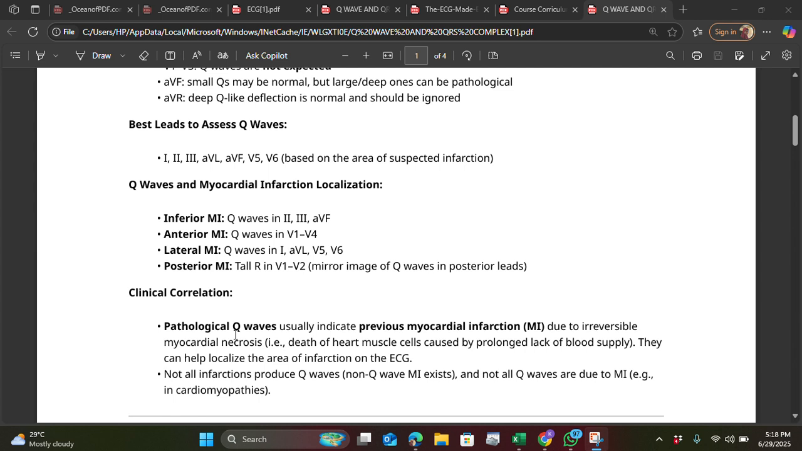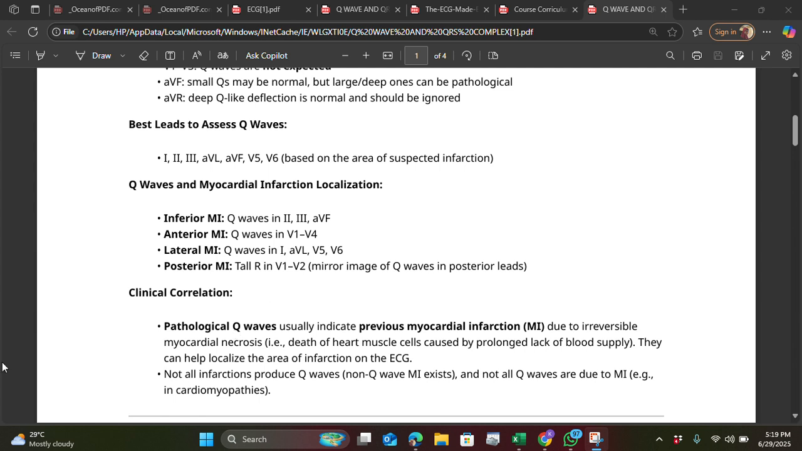So myocardial necrosis has to do with the death of the heart muscle cells caused by prolonged lack of blood supply. When there's no blood flowing to the heart, the heart muscles are not going to get enough blood, and then little by little they begin to die. That is what is happening basically in myocardial infarction.